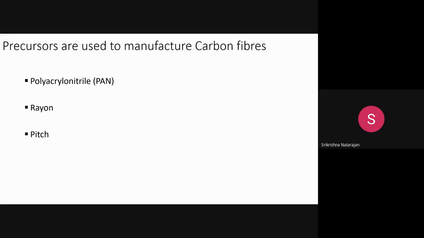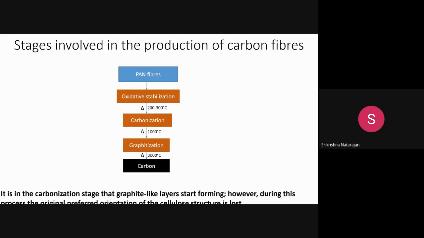But among these three, polyacrylonitrile is commercially very successful because of the high yield of carbon obtained from it. Rayon is used very little, and pitch is also less used when compared with polyacrylonitrile. So what are the stages involved in the production of carbon fibers? First, you need the precursor, which is the PAN fibers, and you carry out some 3-4 steps. The first step is the oxidative stabilization.